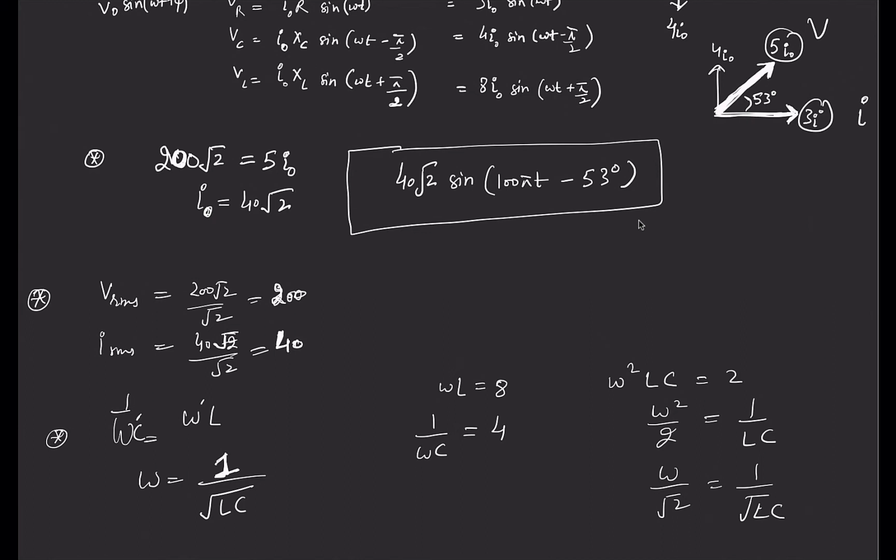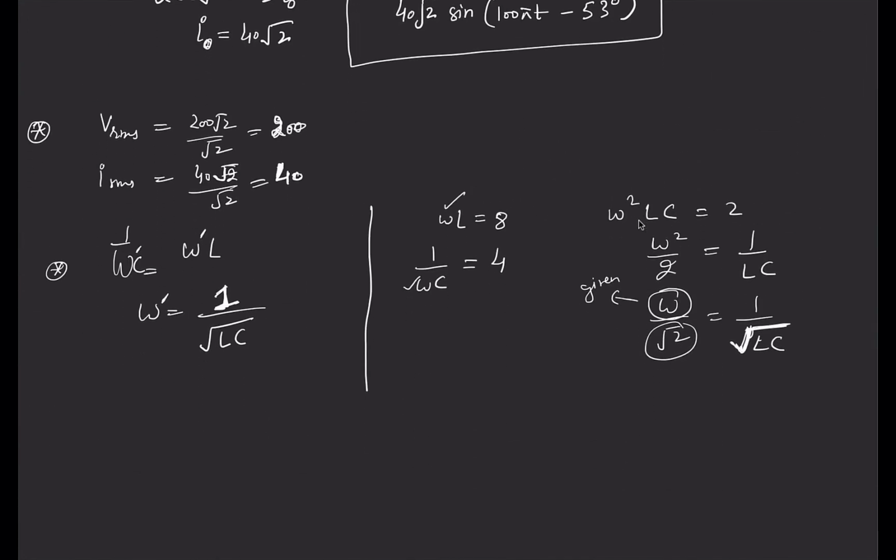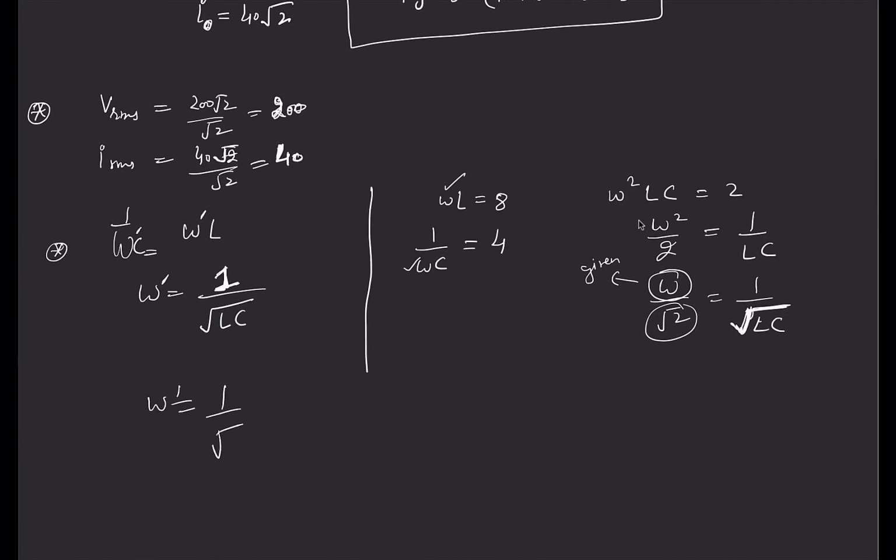So this is omega dash, which we have to find, the resonant frequency, and this is the omega that we are given. So we can find 1 upon √LC by using the given omega. So this is the omega which we are given, and dividing it by √2. The omega which we are given is 100 pi. So omega dash is equal to 1 upon √LC, which is equal to omega given by √2, which is equal to 100 pi by √2, which is equal to 50√2 pi. This is the resonant angular frequency.